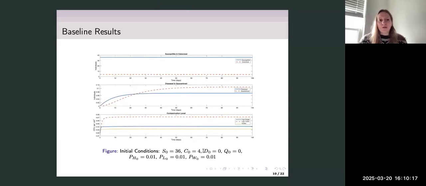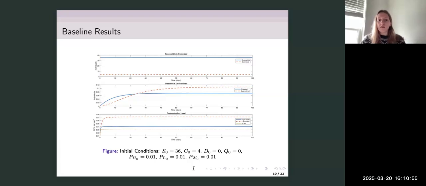So having estimated those parameters, then we were able to actually run our baseline results. So what you're seeing here is a 100-day simulation of a 40-person long-term care facility. And we've split the 7 classes up into 3 different graphs. So the top one is showing susceptible and colonized, the middle diseased and quarantined, and then the bottom is the contamination level. So that's the pathogen carrying classes. And what we can see is that all classes are fairly quickly reaching a steady state, and in particular, we see a steady state of rather low transmission.